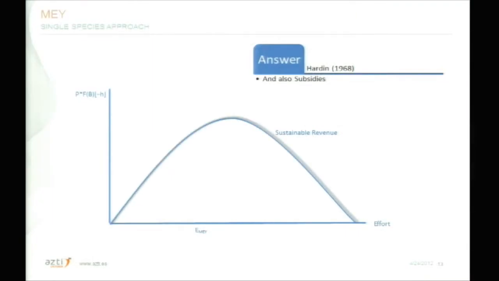And also, we have to talk about subsidies, which is an economically important thing. If we consider subsidies, instead of this cost curve, we're going to do something like that. And at the end, what we're going to do is to move the MEY close to the right of them. We are going to increase the optimum effort.